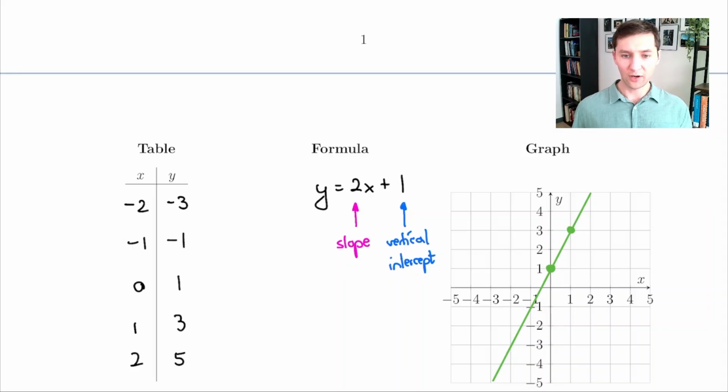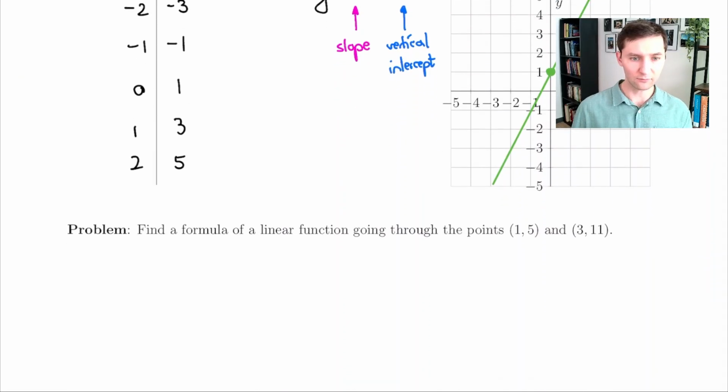I have two more exercises for us. In the first one, I want us to find a formula of a linear function going through 2 points, (1, 5) and (3, 11). If you would like to try to solve this problem on your own first, this will be a good time to stop the video.